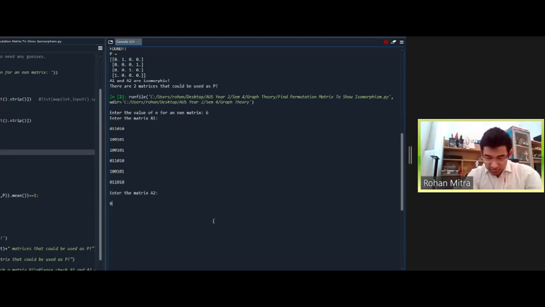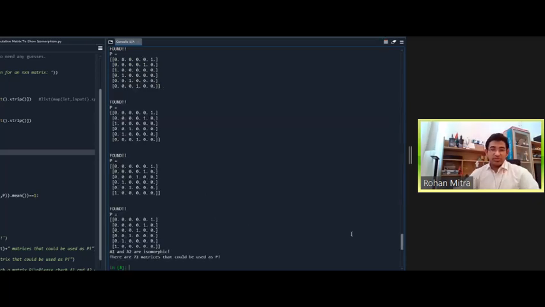Okay, the second matrix: 0, 1, 0, 1, 1, 0. 1, 0, 1, 0, 0, 0, 0, 0, 1, okay. 0, 1, 0, 1, 1, 0, okay. 1, 0, 1, 0, 0, 1, 1, 0, 1, 0, 0, 1, and 0, 1, 0, 1, 1, 0. And there we go. Now check it out.